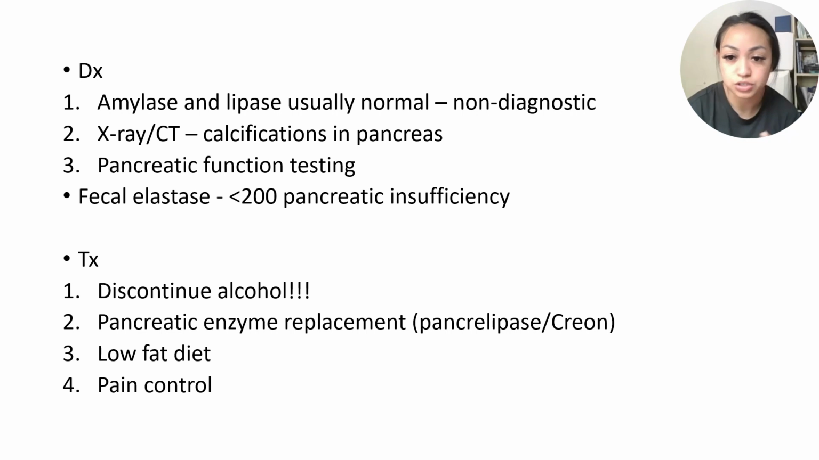So treatment, discontinue alcohol. For exocrine function, we can give them replacements for the pancreatic enzymes. Creon is the brand. So giving them lipase, amylase. For endocrine functions, we can give them insulin. Advise them to stick to a low-fat diet, so there's not much need for the digestive enzymes. And lastly, for pain control. Okay, pain control.